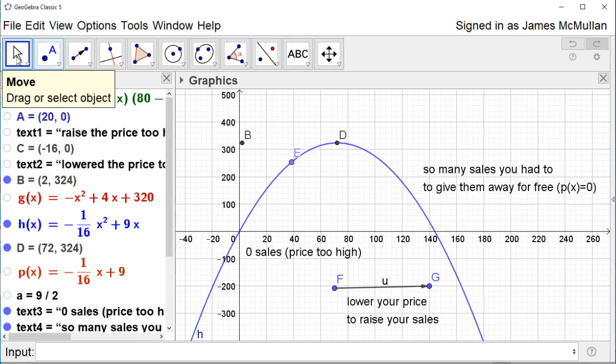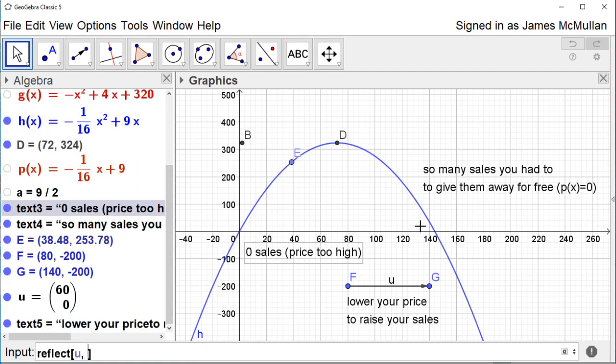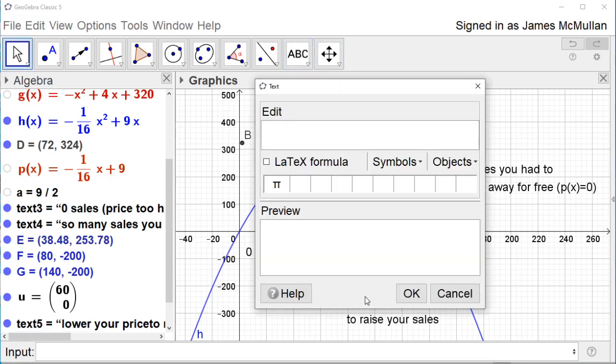And if you want to go the other way, okay, let's just reflect x equals 65. If you want to go this way, you need to raise your price to lower your sales. Okay.